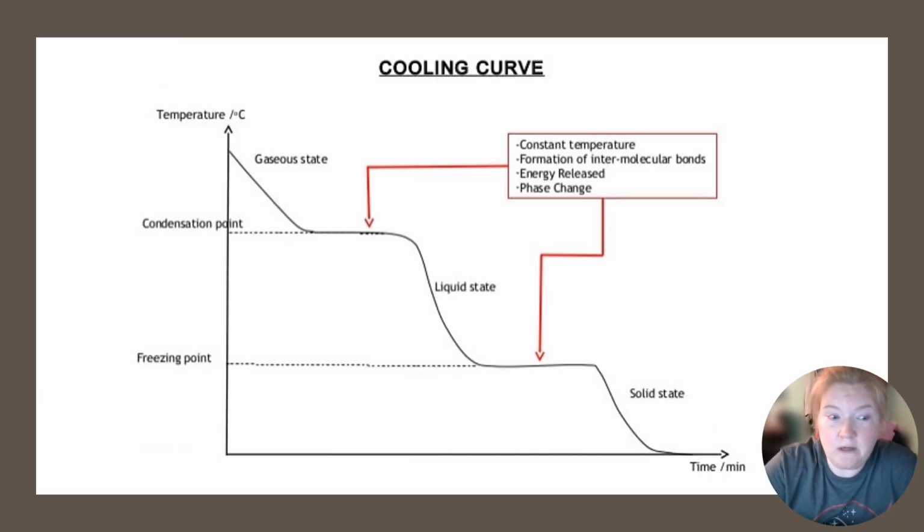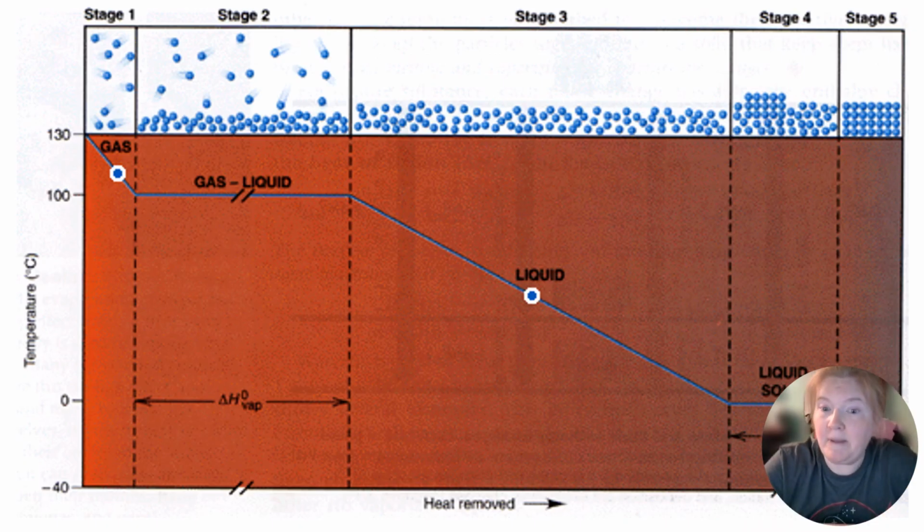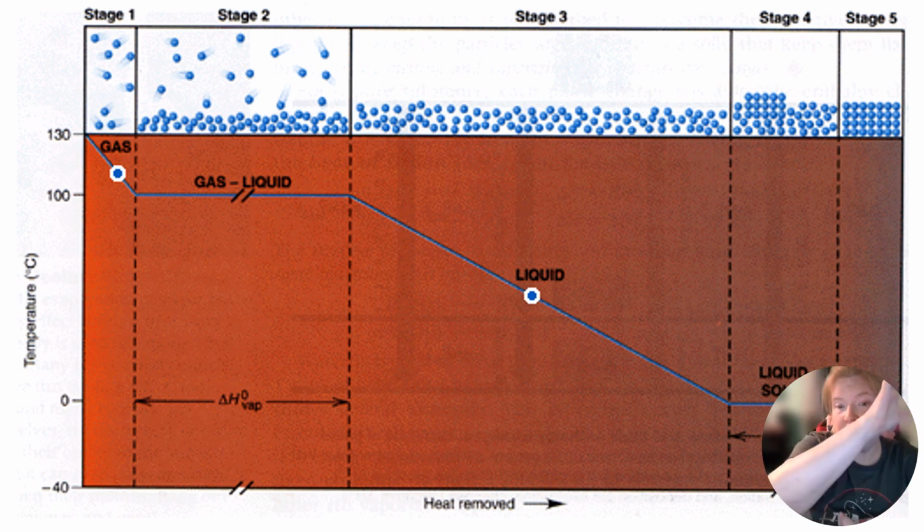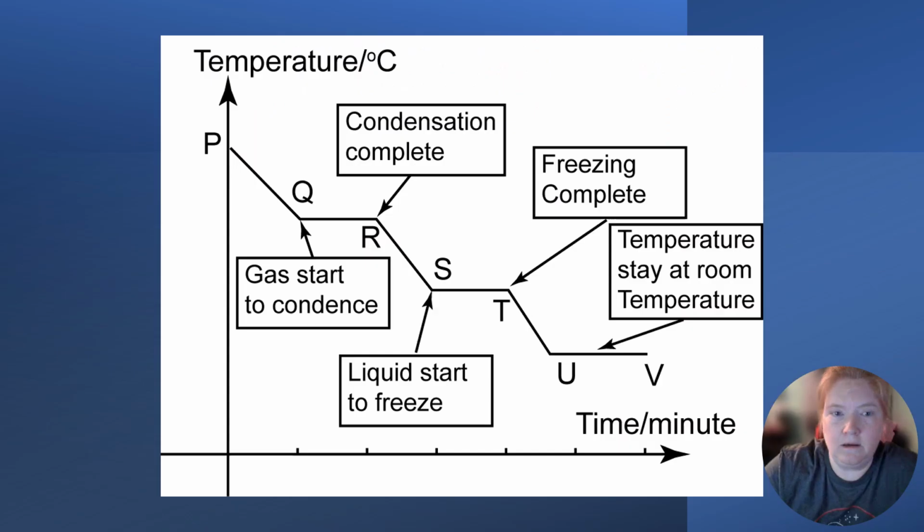All right, so here is another example. You can see the cooling curve happening. Gas, condensing, liquid, freezing, solid. Here's what's happening on a molecular basis or on a particle basis. You can see the progression from gas to solid. And here's another representation where you can see here's where condensing begins, condensing ends. Freezing begins, freezing ends. Okay?